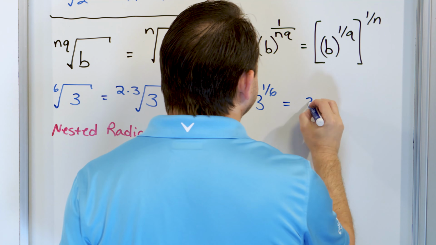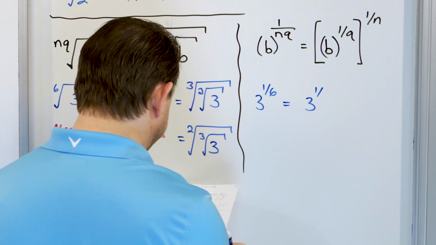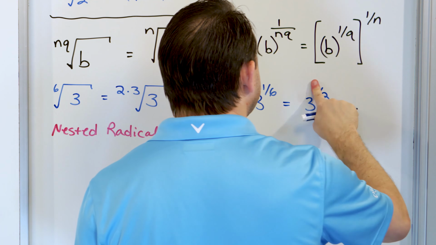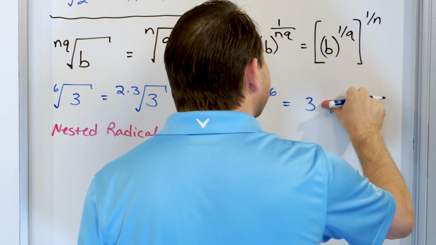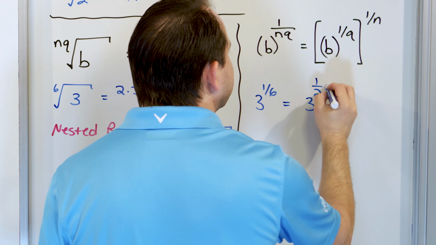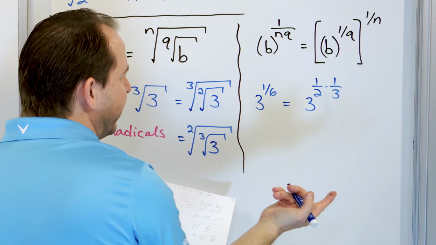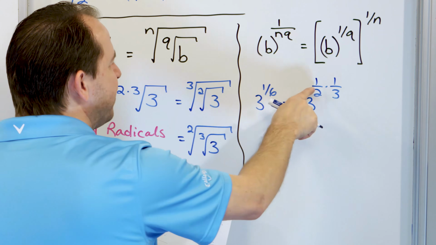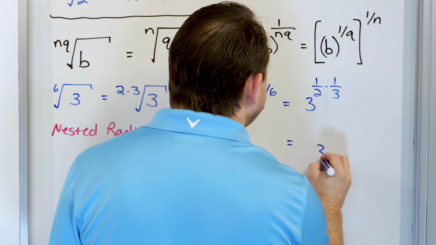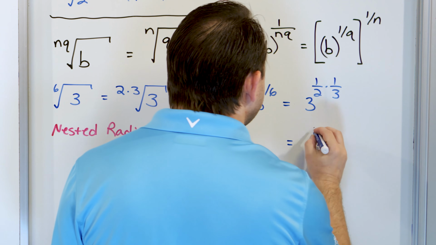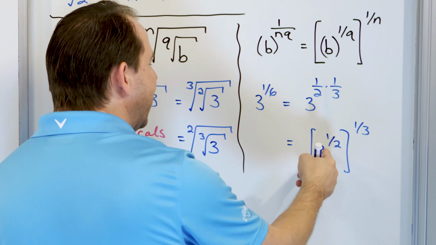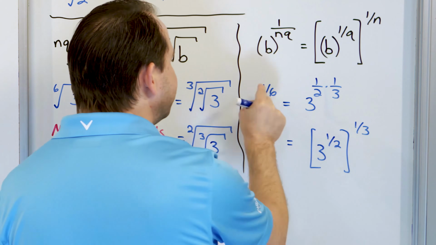So I can write this as 3 to the 1/2. Well, you know what? I'm going to write it like this. 1/6 can be written as 1 over 2 times 1 over 3. I know that 2 times 3 is 6, 1 times 1 is 1, so 1/6 can be written as 1/2 times 1/3. But that can be written as 3 to the 1/2 raised to the power of 1/3, because with an exponent raised to an exponent, I multiply them, that's what I get back.